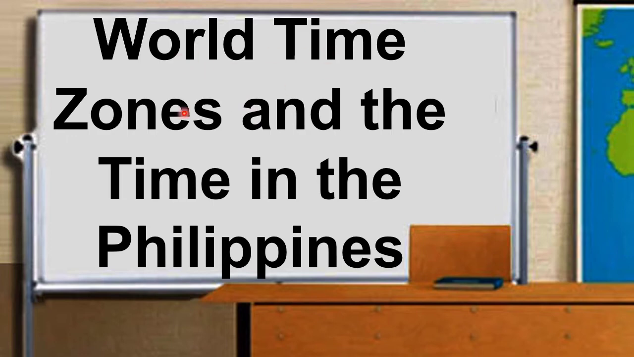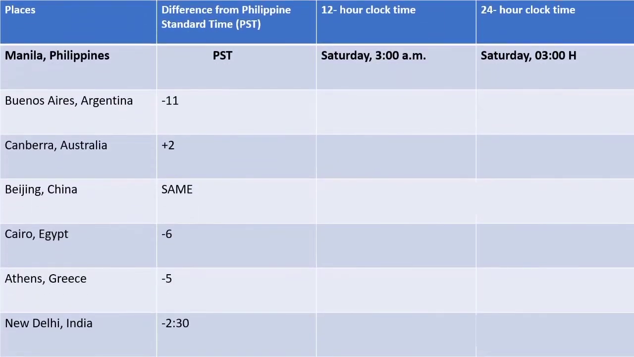Let's talk about the different world time zones and the time in the Philippines. So there are different countries and not all countries have the same time as the Philippines. Let us find the 12-hour clock time and 24-hour clock time of the following given places. Okay, so yung starting time natin is yung given time ni Manila, Philippines, which is Saturday, 3 a.m. in 12-hour clock time, and the equivalent in 24-hour clock time is 0300 hours.